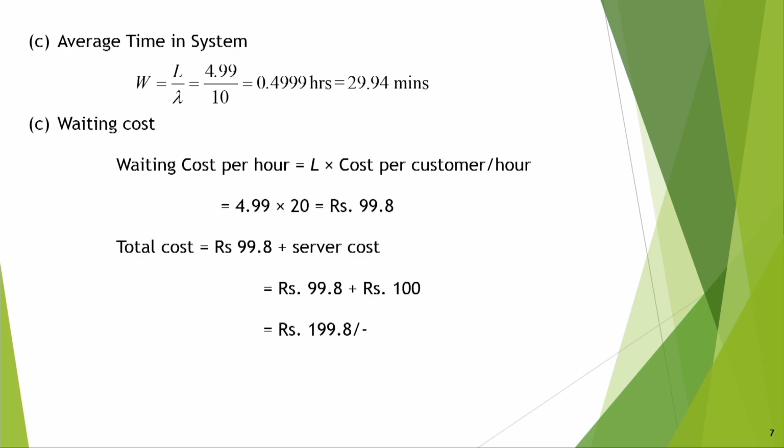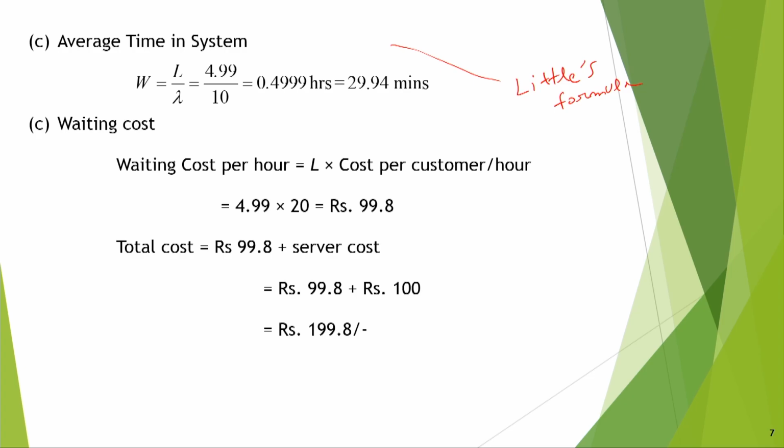Average time in system by Little's formula, is it not Little? Little doesn't mean small, Little is the name of the person who wrote a paper on this, Little's formula. So W, the waiting time in the system, is equal to L divided by lambda, just divided by the arrival rate. So 4.99 divided by 10, okay. So this becomes 0.4999 hours, and in minutes it will be 29.94 minutes.